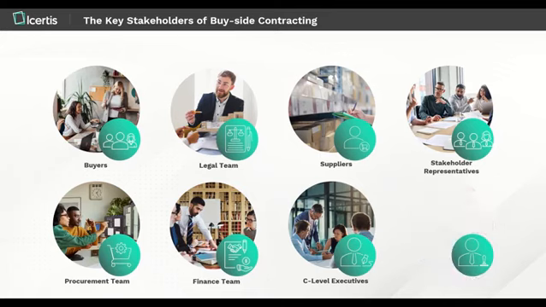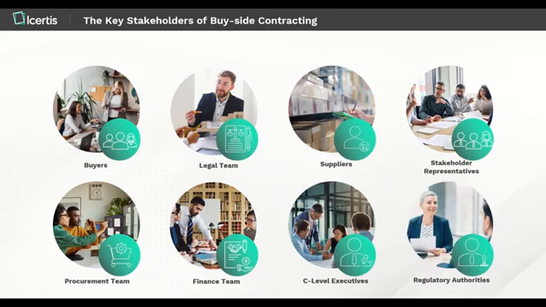Before we wrap up our discussion on the key stakeholders in buy-side contracting, let's not forget the role of regulatory authorities in certain industries. They have a say in the contracting process by enforcing regulations and requirements related to data protection, safety standards, and environmental considerations.